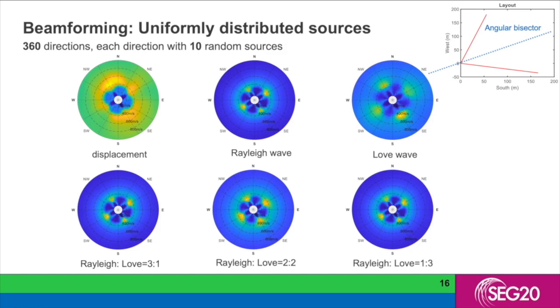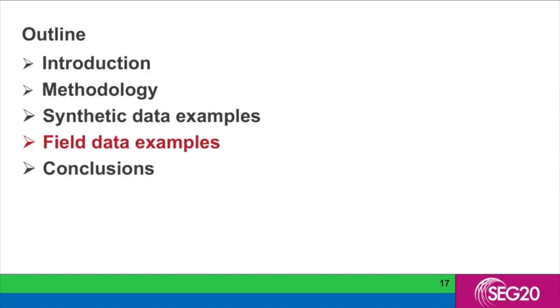to the bisector. So from the synthetic tests, we can conclude that when the sources are all coming from one direction, beamforming can resolve the source propagation direction after we apply amplitude normalization on the data and remove the polarity reversal. But when there are two or more sources, the results may not be reliable. Now let's see the field data examples.